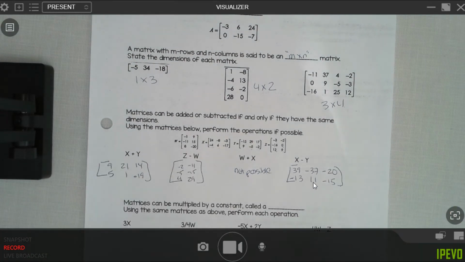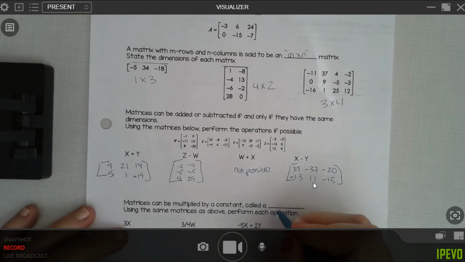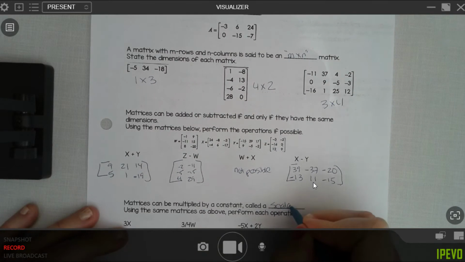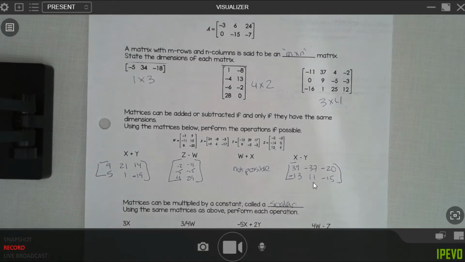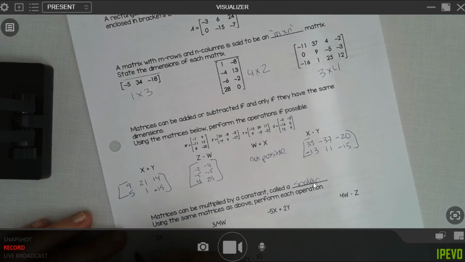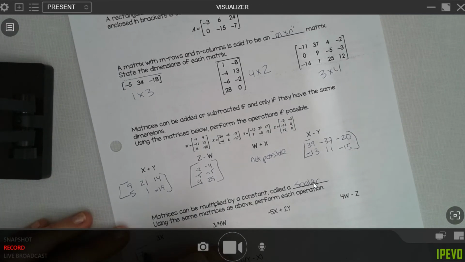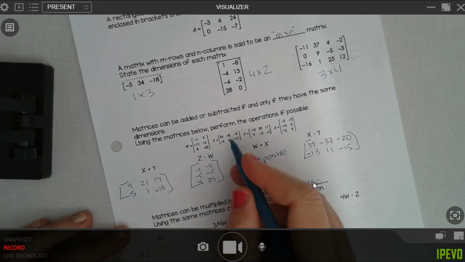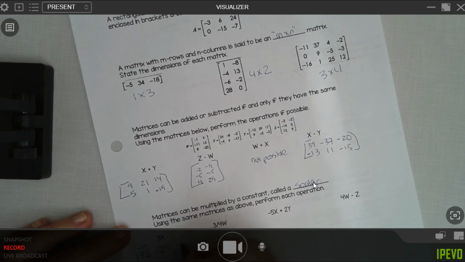Okay. So scalars can be multiplied by a constant. This is called a scalar. And all you do is you're going to multiply each of the terms by it. So if I want to do 3x, I multiply each one of these numbers by a 3. So I get 72, 3 times that, 3 times negative 3.